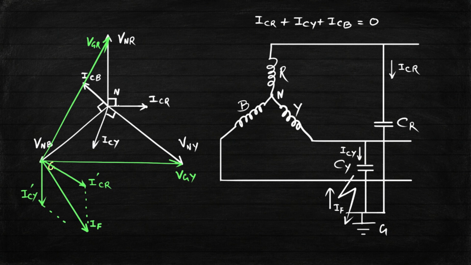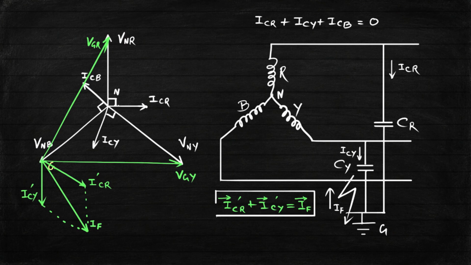So the fault current IF is the vector sum of ICR and ICY. Actually, this is a vector summation. That is why we put the vector symbol above each term of the equation. Now let us again come back to the initial healthy condition.